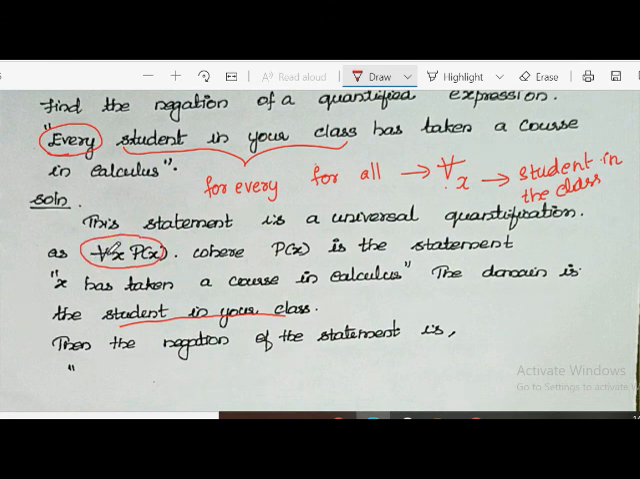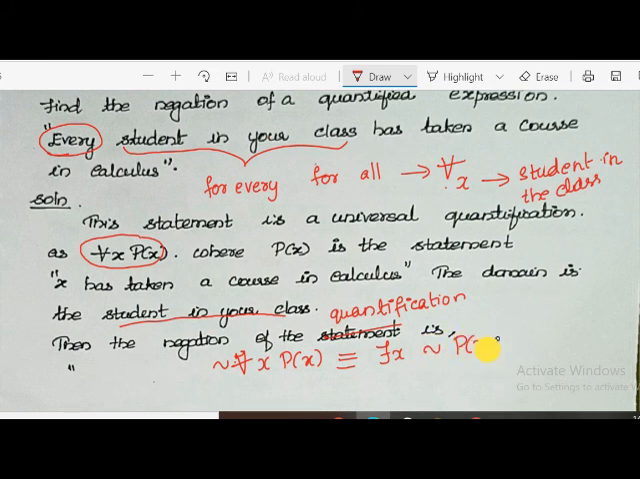Now what is the negation of this quantification? We can write it like this: negation of for all x P of x. This negation of for all is equivalent to there exists x, negation P of x. So this is the equivalence condition, you remember that.